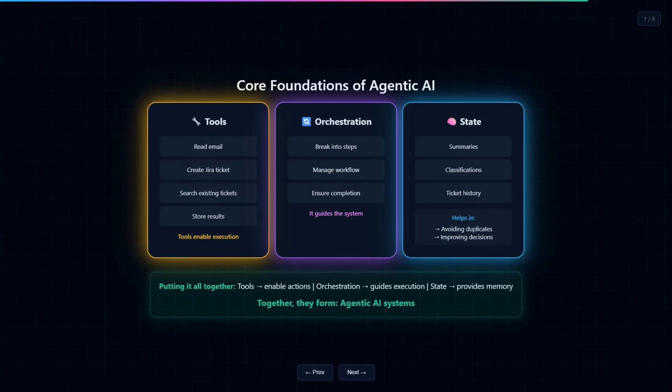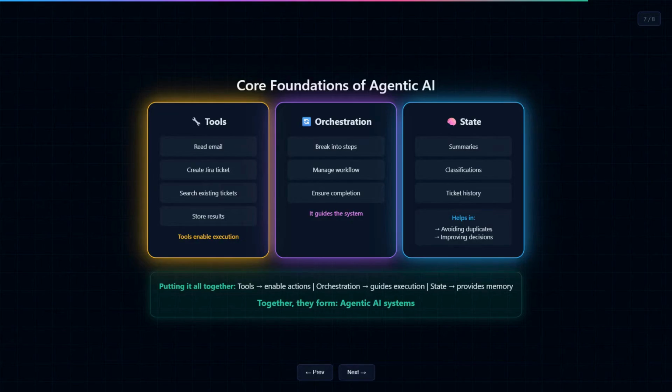The last one and the most important one is state. State is how the system remembers. We store information like summaries, classifications, and ticket history. We'll discuss state in detail in the next video, but we have databases in place to store that information so that whenever we need, we can provide it as context to the agents so that they can take better decisions.